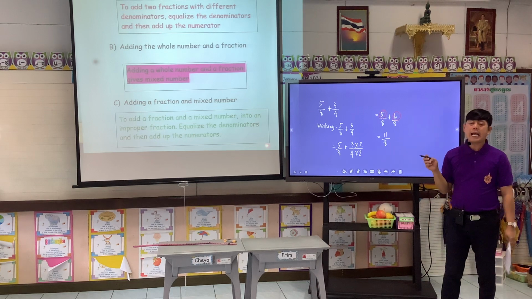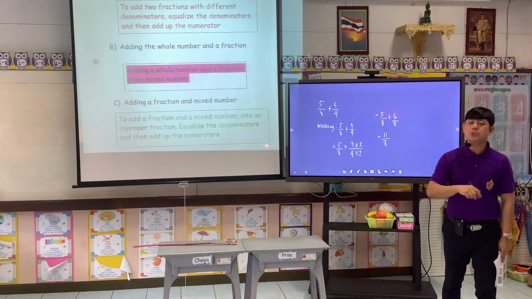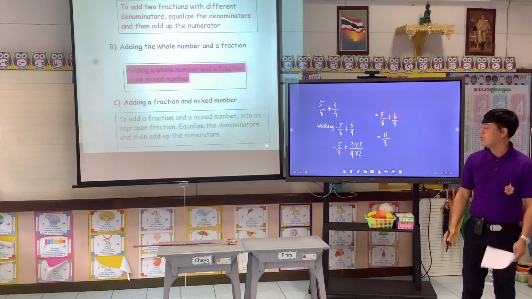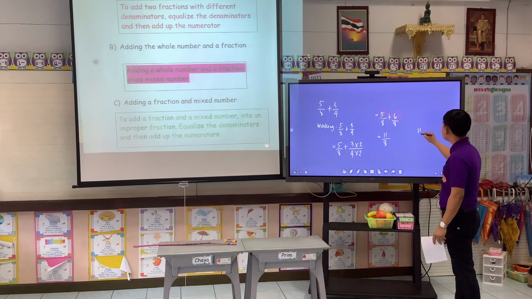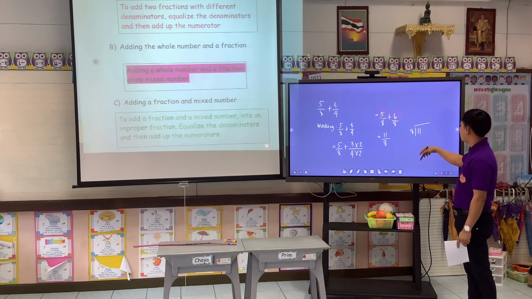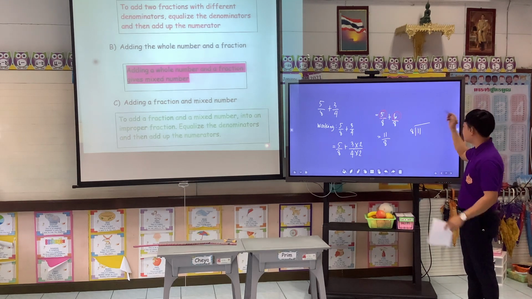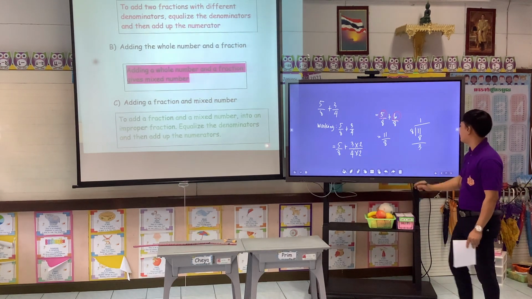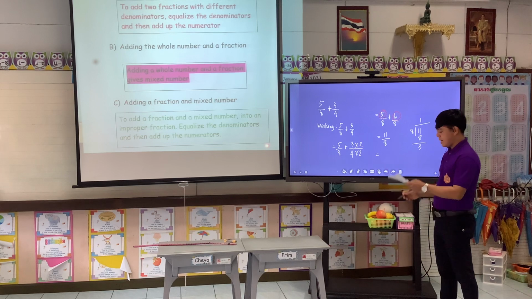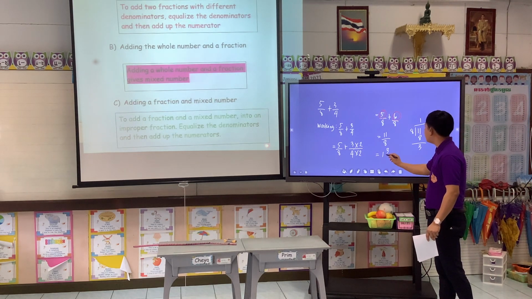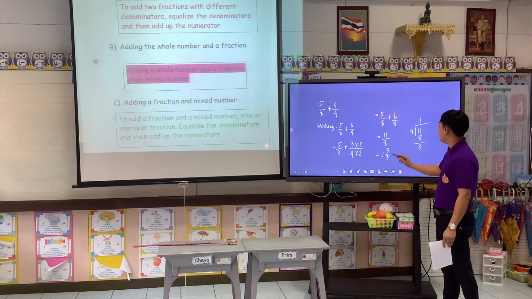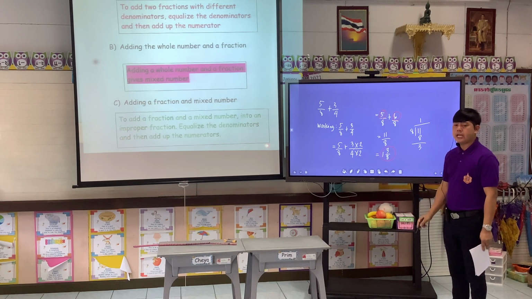The answer is an improper fraction, so we need to convert it into a mixed fraction. How can we convert it to a mixed fraction? 11 divided by 8 is 1. 1 times 8 is 8. So 11 minus 8 is 3. So the answer is 1 and 3 over 8.